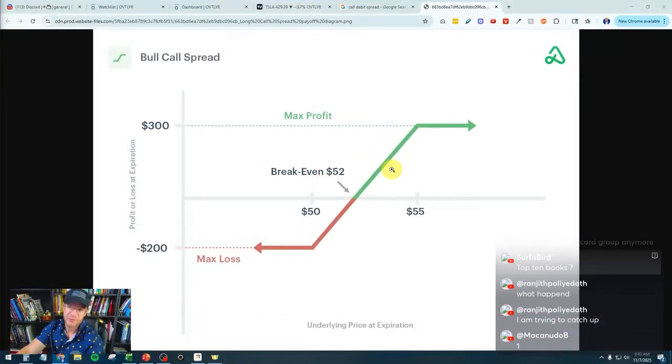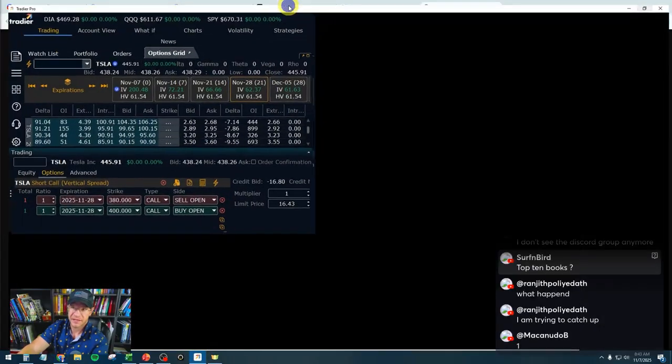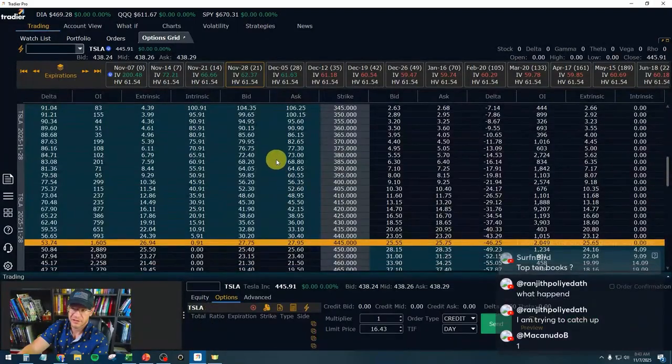So on this one right here, this particular one, it's a $5 wide spread. You paid $200 for the spread. Your max gain is $300. Okay. Now let's see if we can replicate that in Tesla.